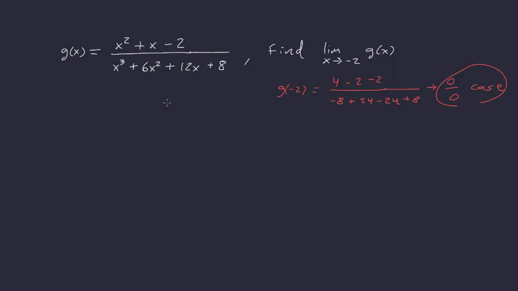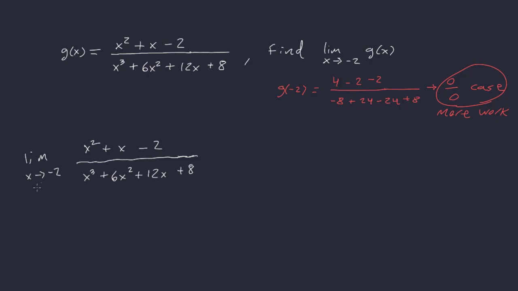We can start trying to do some algebra to work this out. Remember, a 0 over 0 case with limits means more work. So we're looking at the limit as x goes to negative 2 of this monstrosity, and we're going to try and factor these things. It looks like they'll factor, because on the top, I want two things that multiply to give me negative 2, but sum up to give me positive 1. So it looks like it will be x plus 2 times x minus 1.